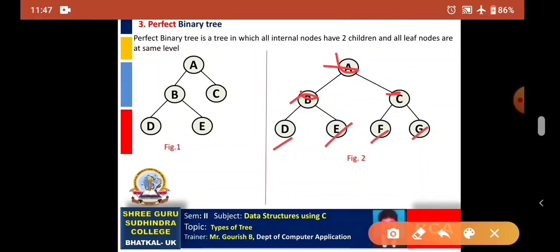A is having two children, B and C. B is also having two children, D and E. C also having two children, F and G. First condition is satisfied. And all leaf nodes are at the same level, right? All the leaf nodes are at the same level. So this is the perfect binary tree.